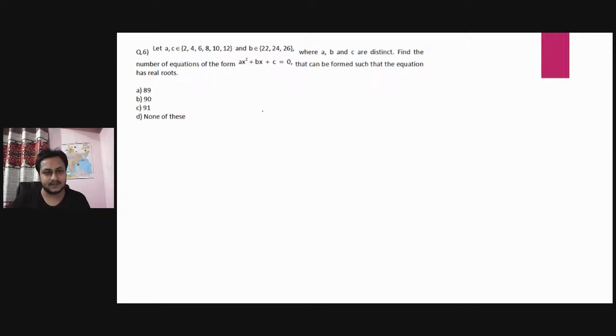So guys, this one is a very interesting question. There are two methods to solve this question. Method one, the traditional approach. For real roots, the discriminant should be greater than or equal to 0. The discriminant is b square minus 4ac, so b square minus 4ac should be greater than or equal to 0, right?